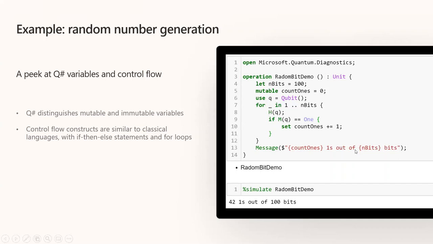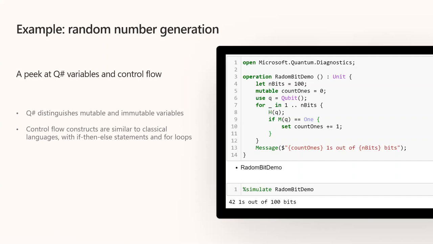Count ones is a mutable variable. We're going to run our random number generator multiple times and count the number of ones that got generated. So we define it using the mutable keyword, and later when we want to update it, we use the set keyword to update the value. This difference between mutable and immutable variables allows us to simplify things such as adjoint generation. If you want to generate an adjoint variant of the operation, you want to basically reverse everything that happened in it. And if you have any mutable variables in it, it's going to be very tricky. So Q# doesn't allow you to generate an adjoint if there are any mutable variables inside. But if you need some variables that don't need to be mutable, you can just define an immutable variable and it will not harm your adjoint generation in any way.